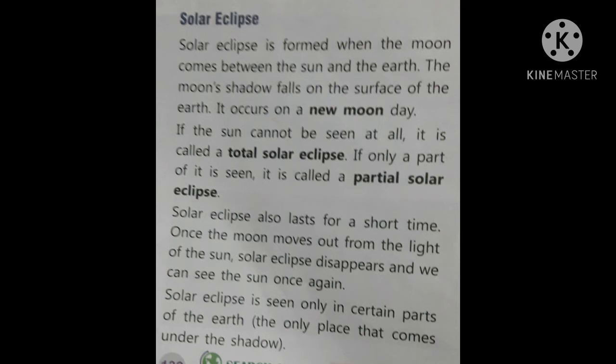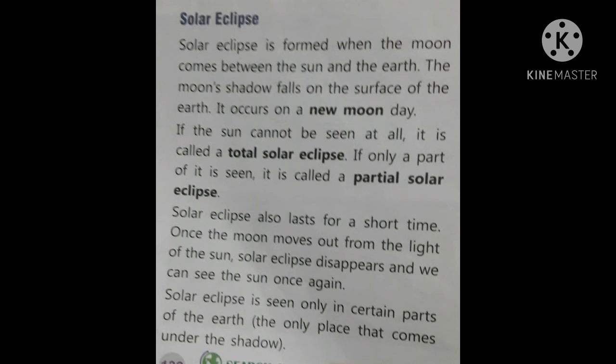Solar eclipse. A solar eclipse is formed when the Moon comes between the Sun and the Earth. The Moon's shadow falls on the surface of the Earth, and it occurs on a new moon day. If the Sun cannot be seen at all, then it is called a total solar eclipse. If only a part of it is seen, then it is called a partial solar eclipse.